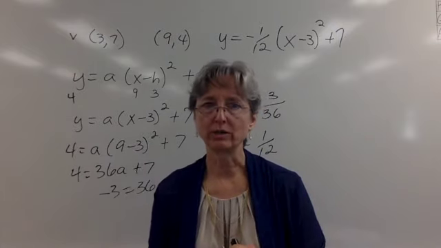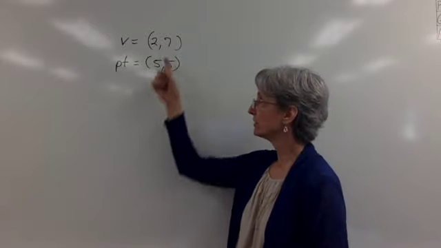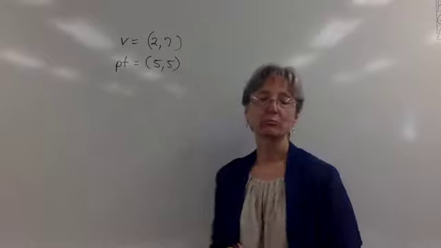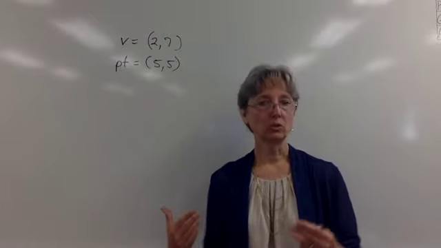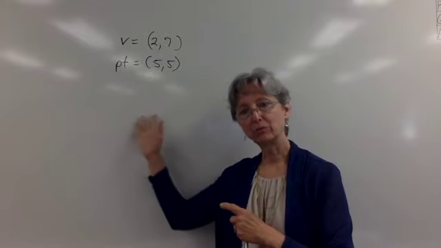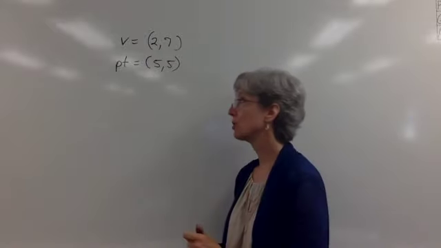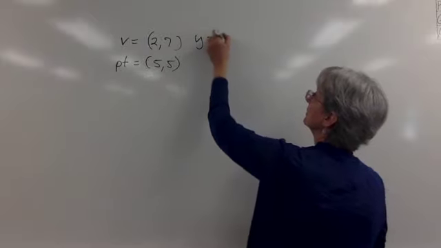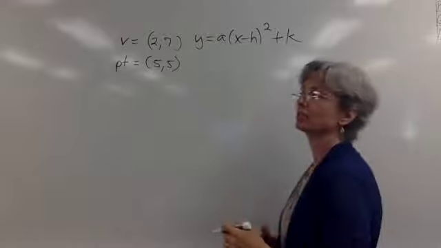Let's try one more. Let's say we have another dolphin, does a different jump. The vertex of its jump is at 2, 7, and it went through the point 5, 5. What would be the equation that would represent the path of this jump? Okay, so just so we remember, vertex form looks like that.